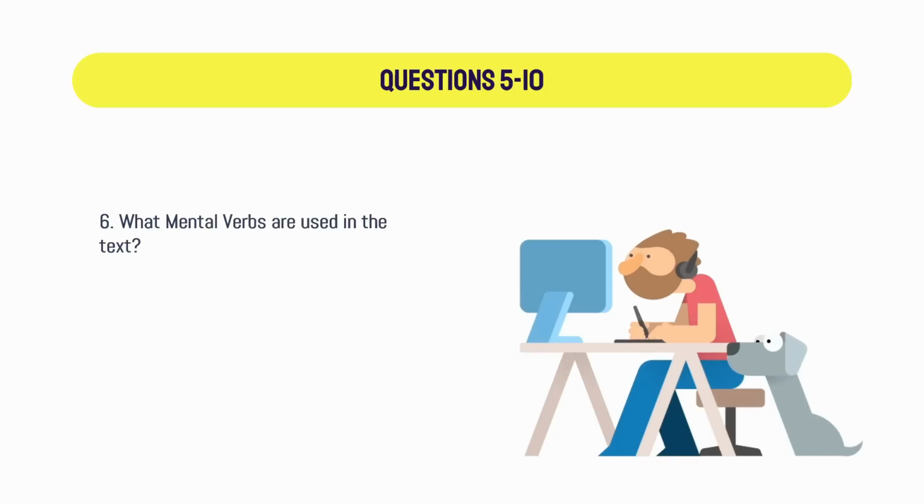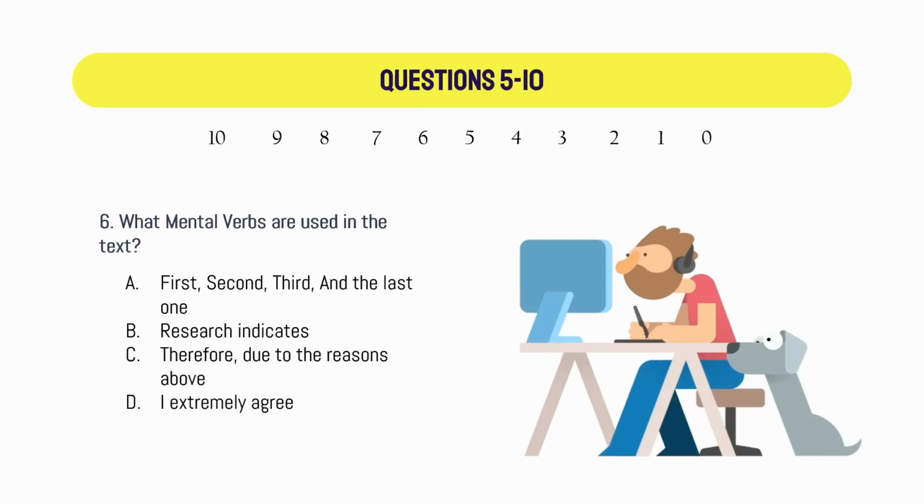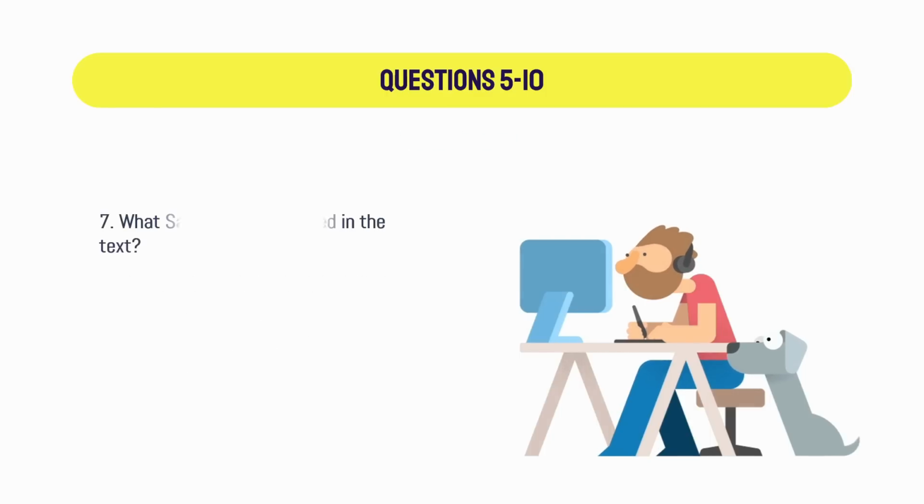Number 6. What mental verbs are used in the text? A. First, second, third, and the last one. B. Research indicates. C. Therefore, due to the reasons above. D. I extremely agree. Time's up. The answer is D. I extremely agree.